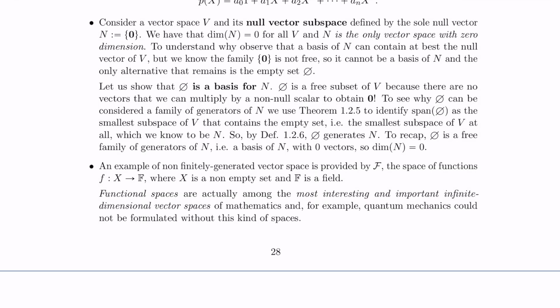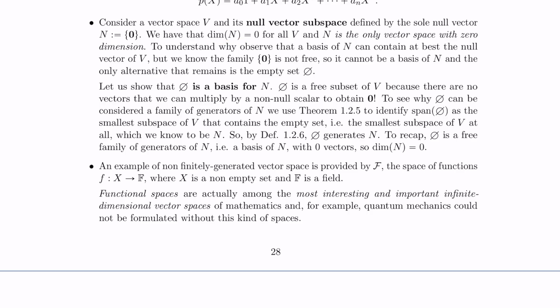Finally, we have two extreme cases. The first, a vector space with 0 dimension, and the second, a vector space with infinite dimension. Let's start with this one. Consider any vector space V and define its null vector subspace N to be just the null vector. We are going to see that the dimension of N is 0 because a basis of N is the empty set, which is a subset of V that doesn't contain any vector, and so the number of vectors of a basis of N is 0.